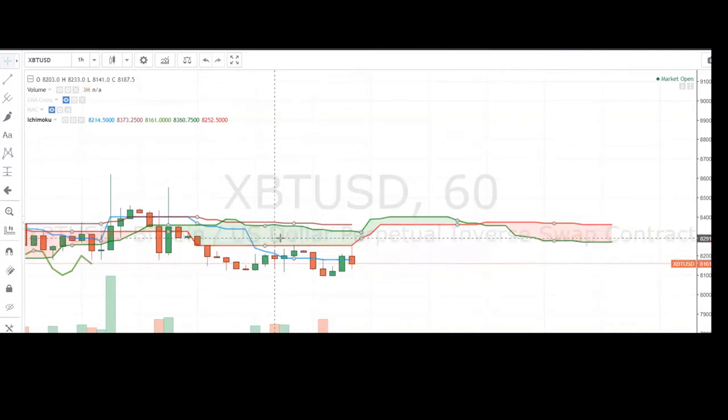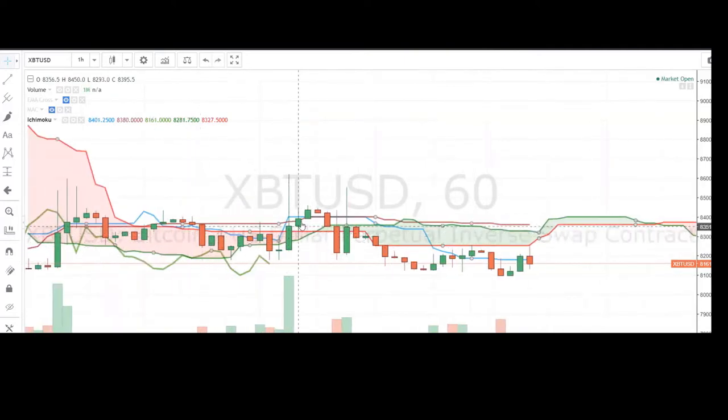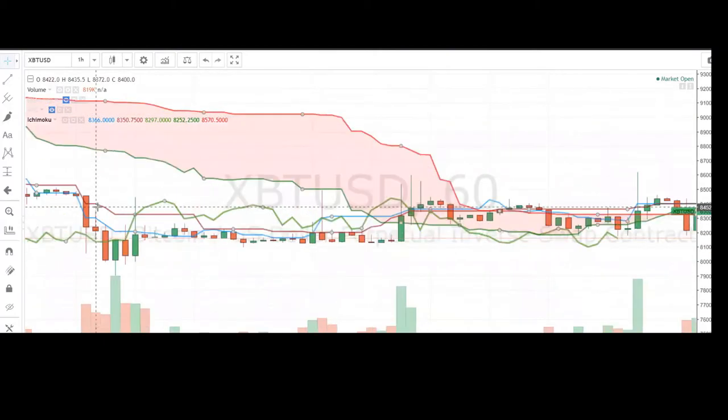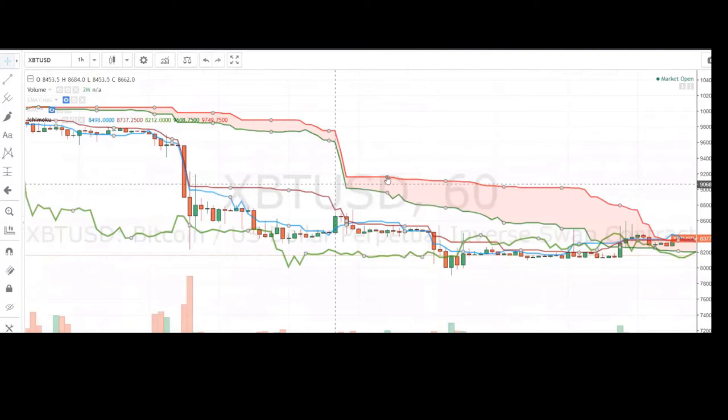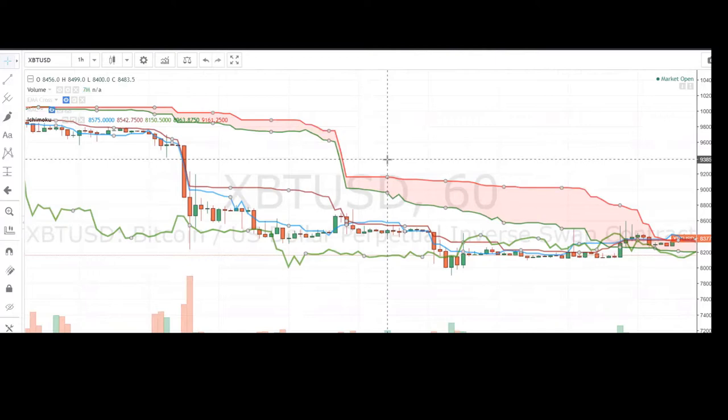And the beauty of this cloud is you can see whenever the price is above this cloud, here. As you can see here, whenever the price, the candlesticks, move above the cloud, that indicates a bull market. That is, there's good support and the price of the coin is actually going up.